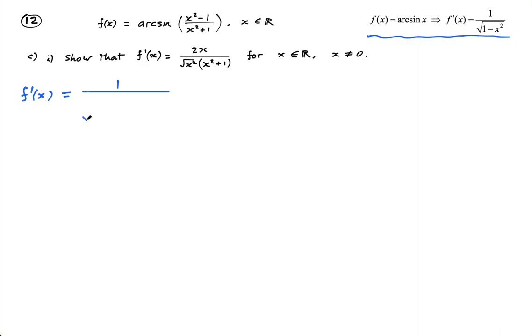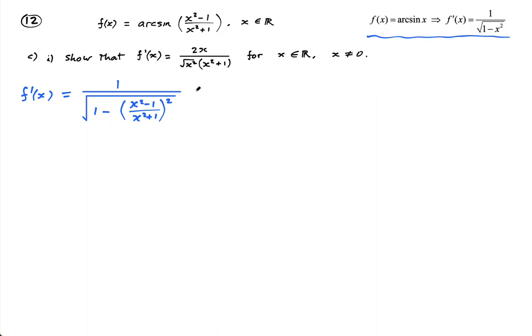So the derivative of this is 1 over the square root of 1 minus x squared, but this whole thing is now x squared, so it's x squared minus 1 over x squared plus 1, squared. So as you see, it becomes pretty quickly quite an annoying algebraic fraction in a root.